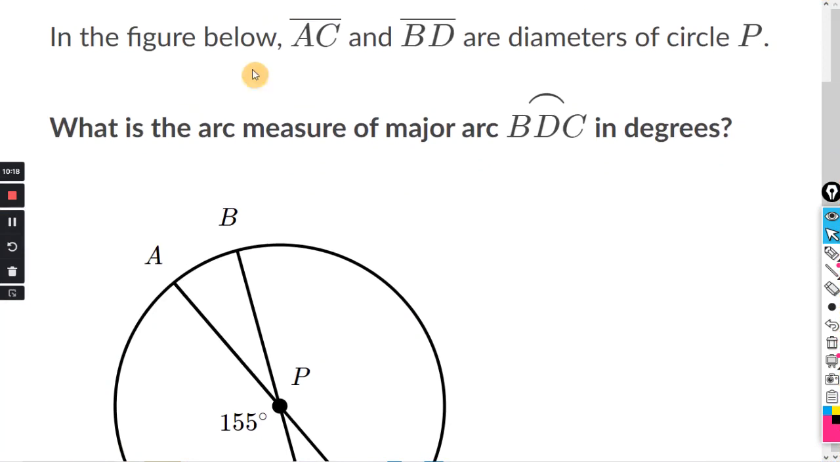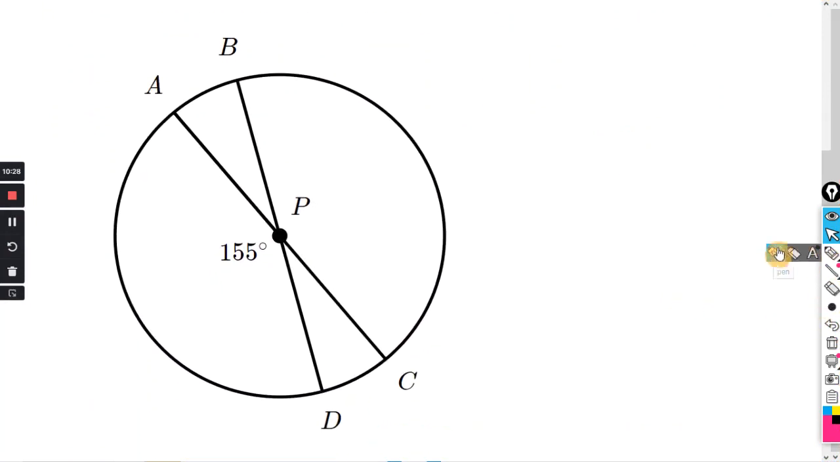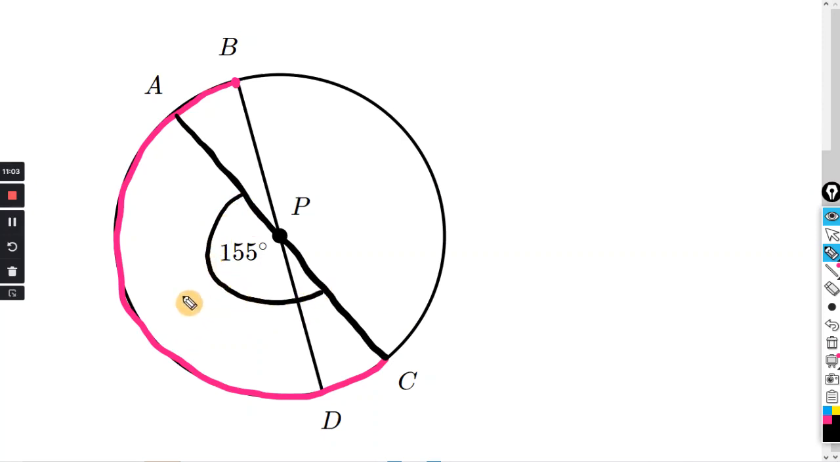All right, last one. AC and BD are diameters. What is the arc measure of major arc BDC? All right, so basically, we are starting at B, trace along the arc, B, D, C. You have to trace them in order when there's 3 letters. So go from B to D to C. Okay? And now, they said that AC was a diameter. Okay? And that means this right here is 180 degrees.